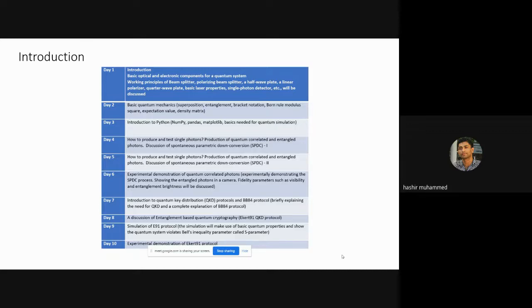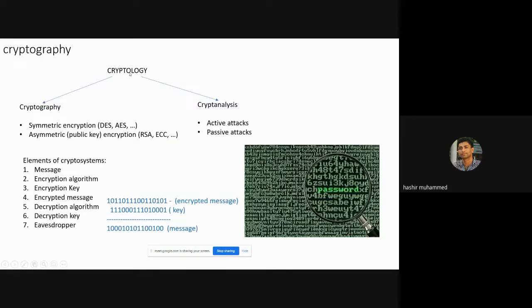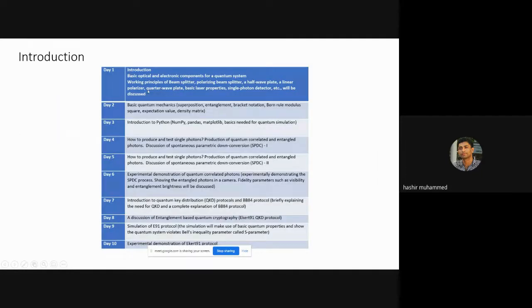So I will introduce some optical components in today's lecture. First, I will go through these optical components. Some of you may be familiar with them, but since not all of you are familiar with these components, it is very important to introduce them here, and I will go through each component one by one.